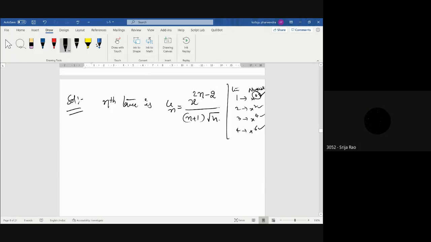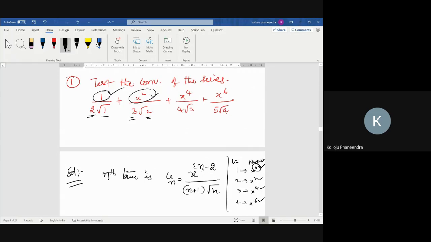Sorry sir, can we neglect the first term because it's finite, right? So we can remove that first term and continue from there. Yes, you can. Always remember, you can neglect, but when it is possible to write the nth term, why do you have to neglect? Okay, sir.